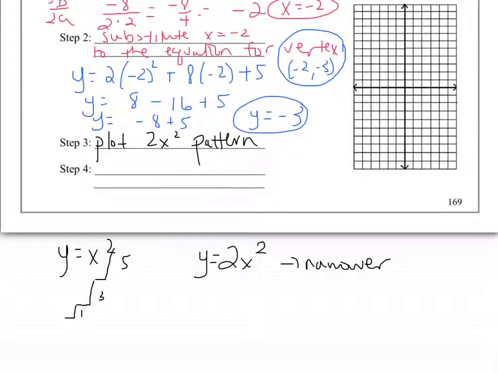So here we're going to double it. If we go over 1, up 2, and over 1, up 6, it's doubling here. So we can start plotting that on the graph.